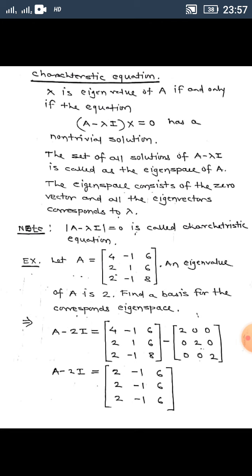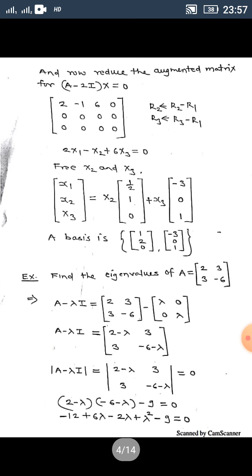Okay, so the three rows are the same, so by row operations we can make two rows into 0 rows, by operating R2 goes to R2 minus R1, R3 goes to R3 minus R1. That is nothing but the augmented matrix converted to echelon form. So only R1 remains, that is 2, minus 1, 6, 0 as a homogeneous system, and 0 0 0 0 as the second row, 0 0 0 0 as the third row.